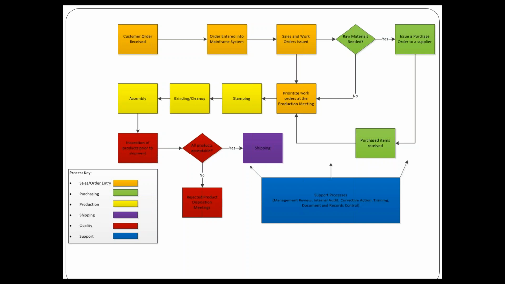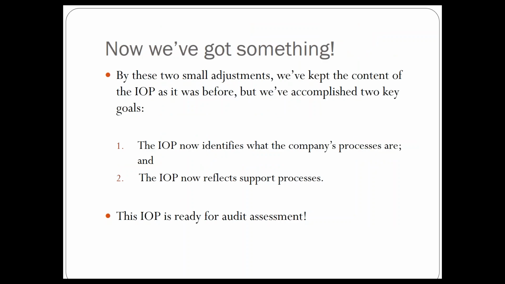In the lower left, we have our key. We have sales order entry, purchasing, production, shipping, which in the model here happened to be a standalone process to begin with, and a process called quality in addition to support. So what we've accomplished here is we now know what the company's processes are, what they are actually called, and we now have a reflection of support processes. This is an IOP that is ready for audit assessment.